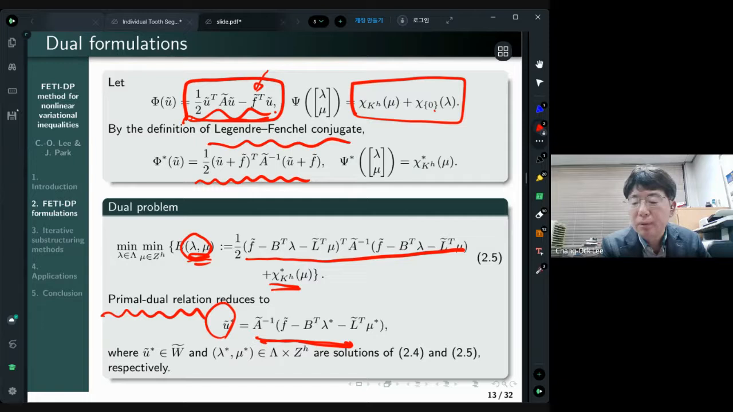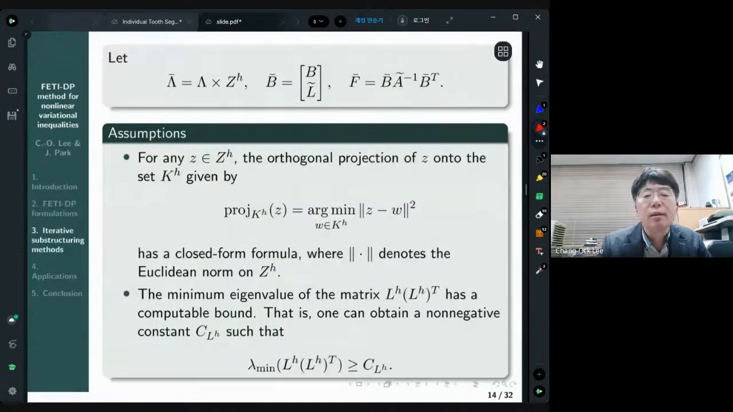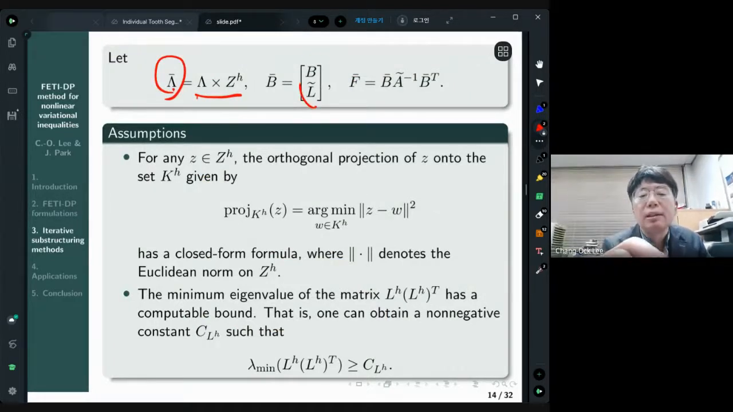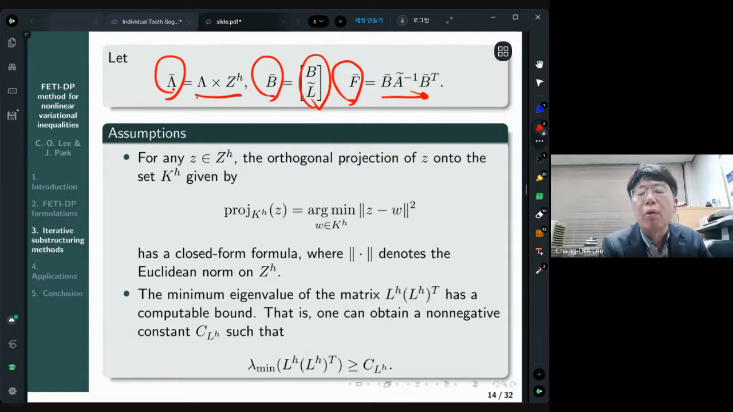So our problem is a domain decomposition problem for nonlinear minimization problems. If you find the Lagrange multiplier on the interface and also the Lagrange multiplier for the constraint problem, then you can recover our solutions easily from the primal-dual relations. Now we denote this as gamma bar, this as p bar, and this is our f bar.